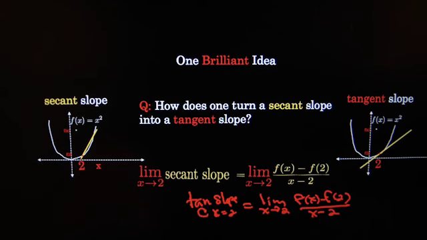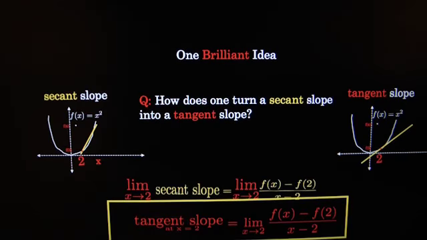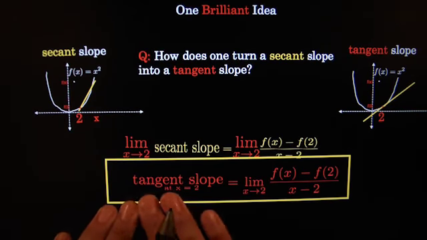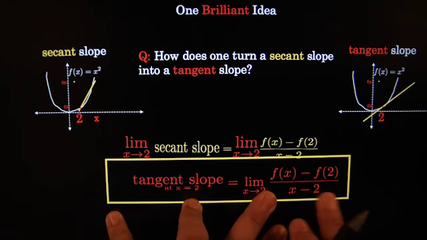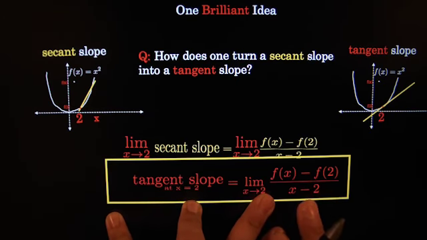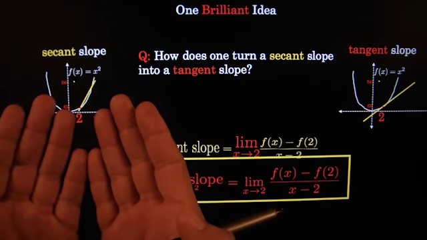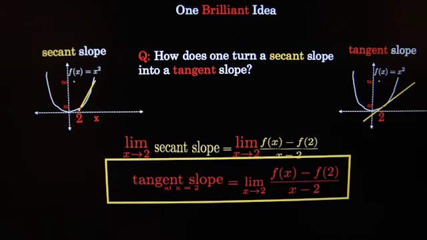I think we should box that and rack it up as one of the most important ideas that we're learning for a long time. The tangent slope at x equals 2 is equal to the limit as x goes to 2 of f of x minus f of 2 all over x minus 2. That's the transformation. That's how you get a tangent slope out of the secant slope.